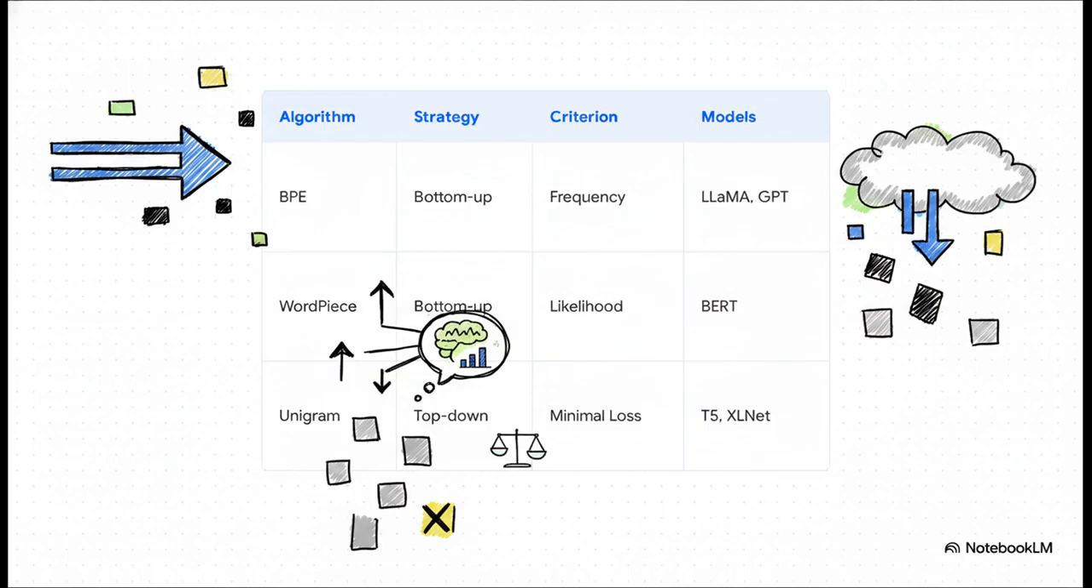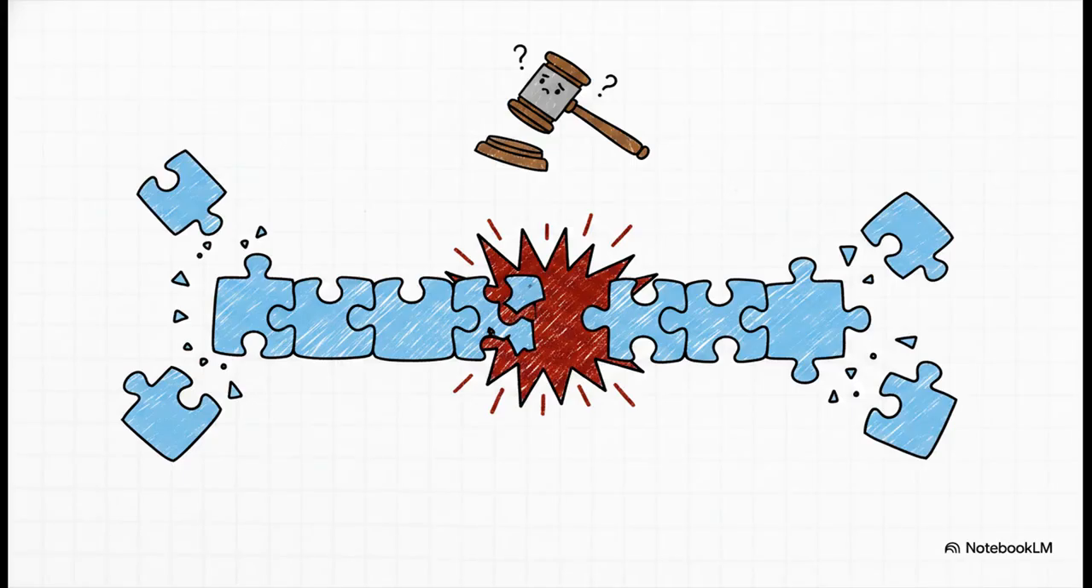Then there's WordPiece, which is used in BERT. It's also bottom-up, but instead of just looking at blind frequency, it calculates probability. It merges symbols only if they maximize the statistical likelihood of the training data. And finally, unigram flips the script entirely. Used in models like T5, it's a top-down approach. It starts with a massive, oversized vocabulary and progressively prunes it, throwing away tokens whose removal causes the absolute minimal loss of information. So the crucial point is that how a model chunks text introduces deep mathematical biases.